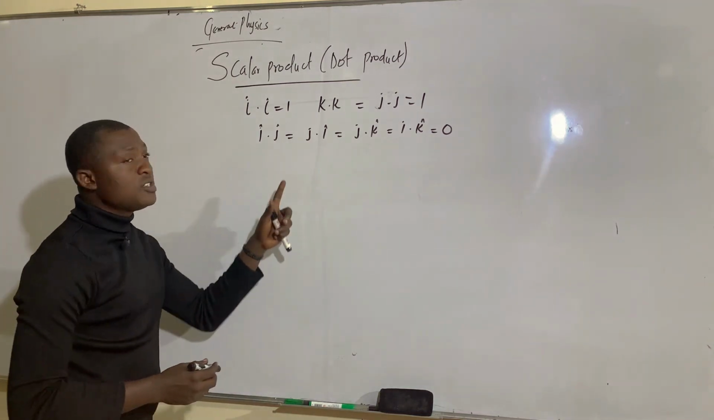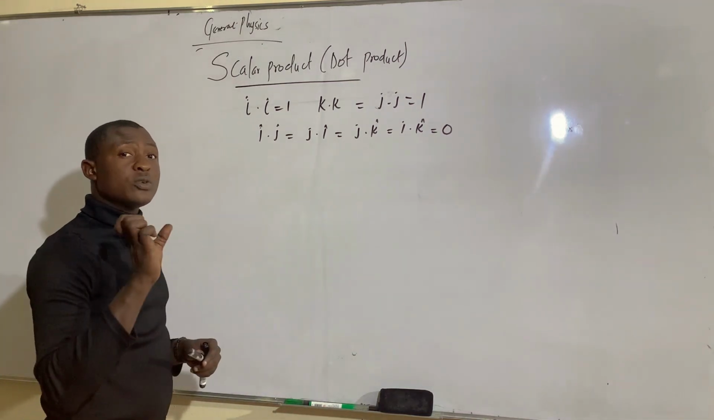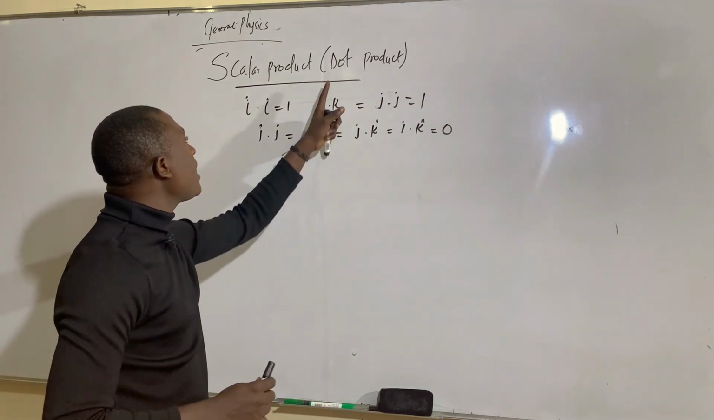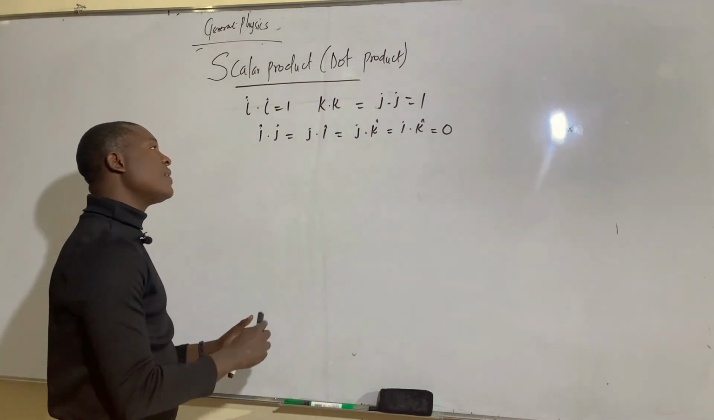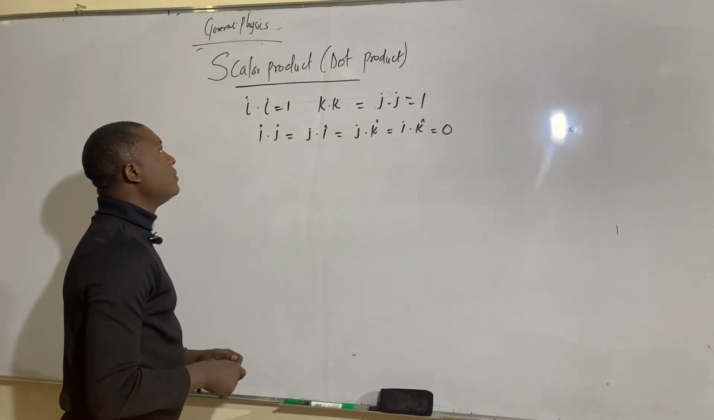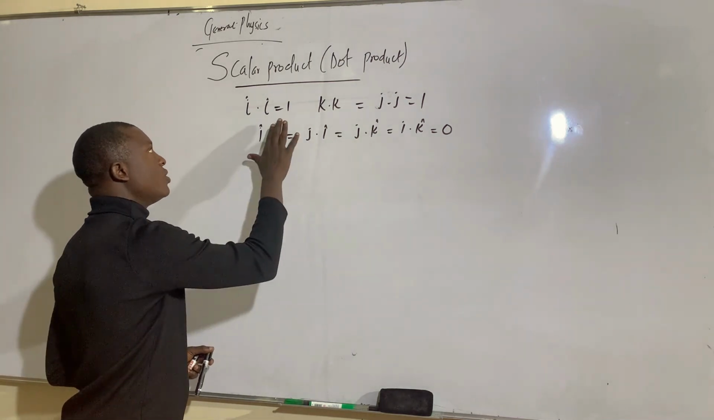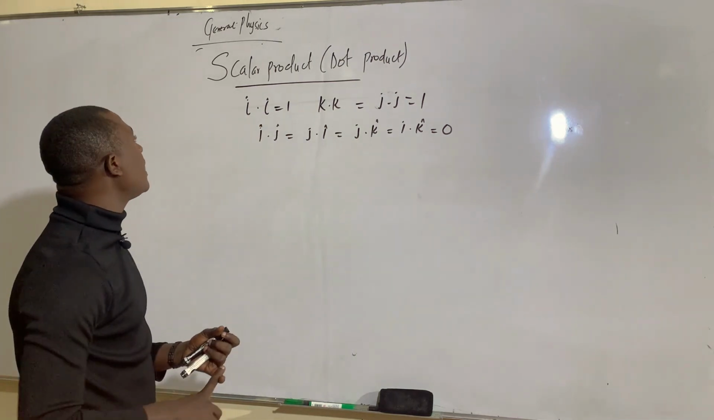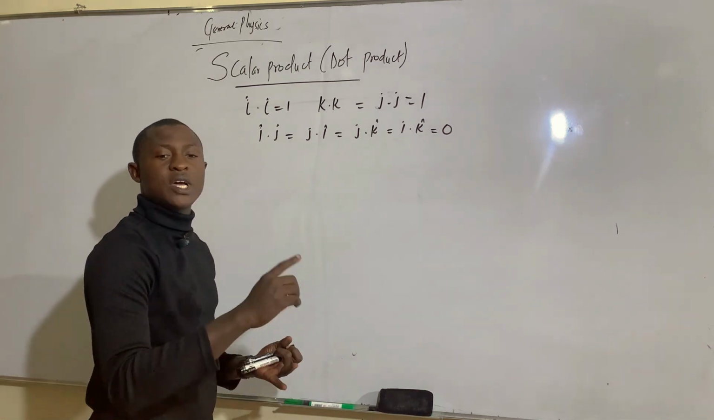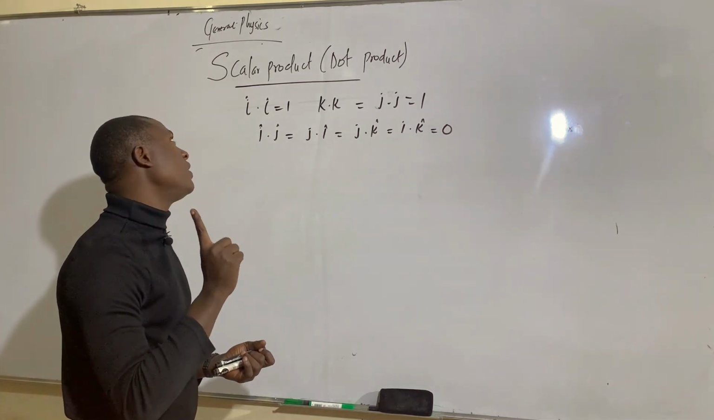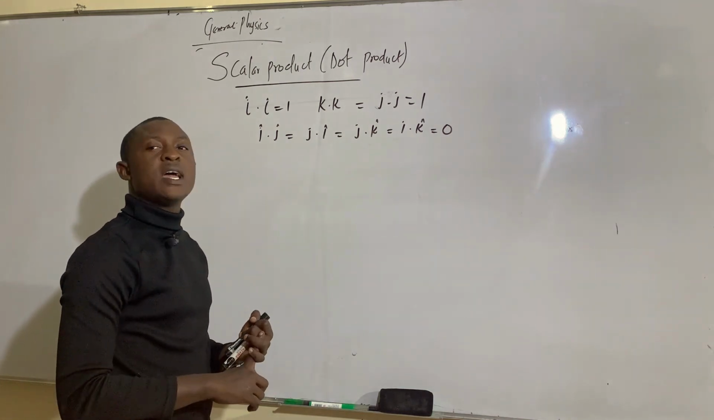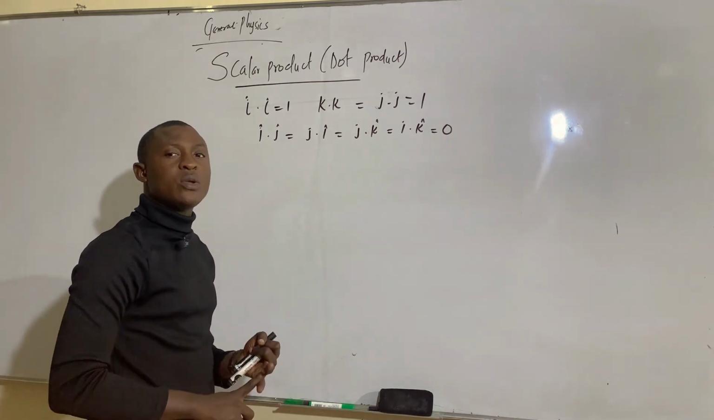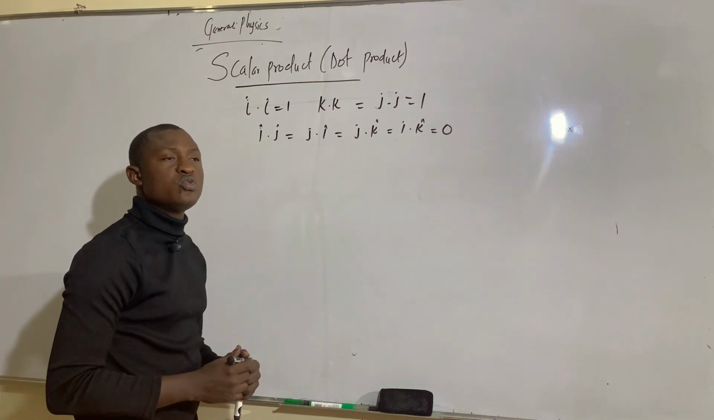Now, I'll be using this to solve scalar products. In some questions, they might say find the dot product, some might say find the scalar product, or some might even put the dot in the form of the problem. So just make sure that you know this law. If I have i dot i, or j dot j, or k dot k, that is equivalent to 1. But if I have either i dot j, or j dot i, or j dot k, or i dot k, that is equivalent to 0.